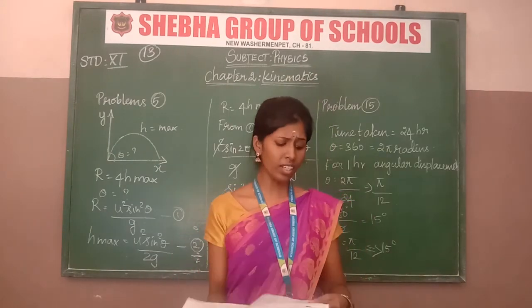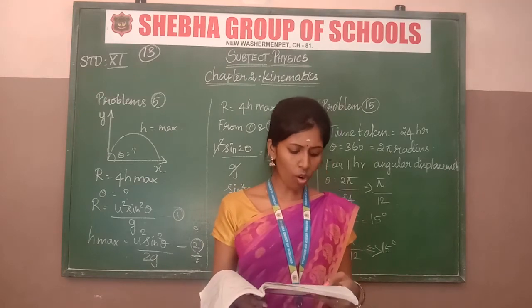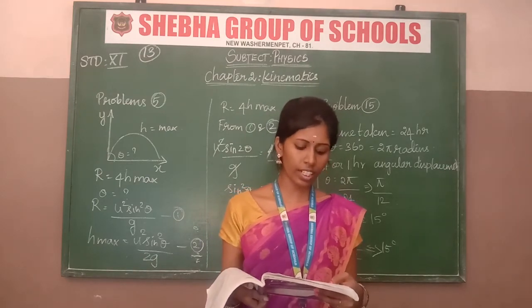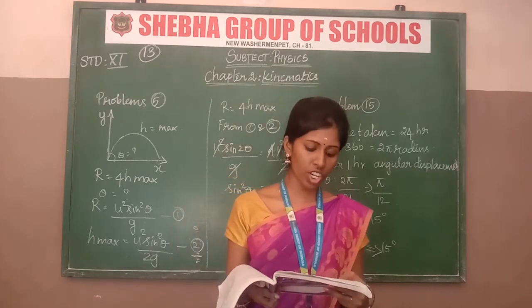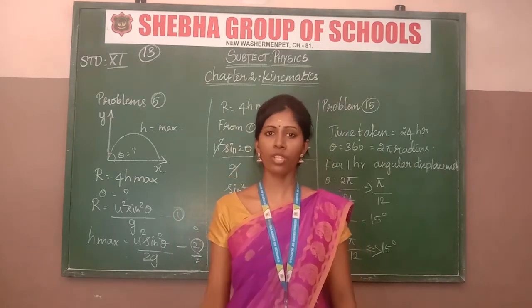Now, we take the next problem. An object at an angle reaches a horizontal range of 4 times its maximum height. So, what is the angle of projection of the object? So, the angle of projection of that object.